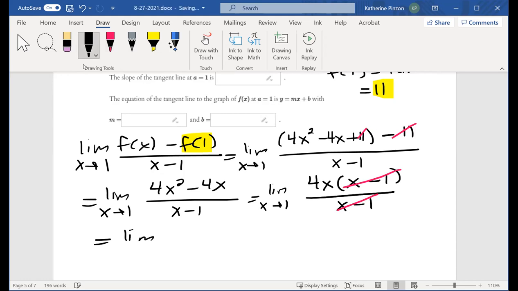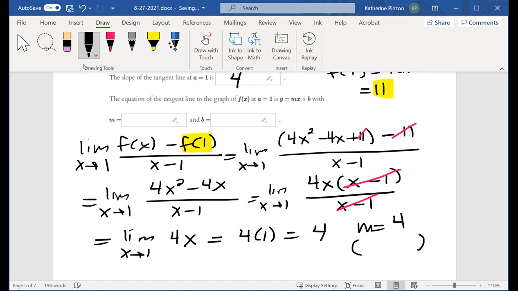It's the whole reason that I wrote limit every single time. Plug in 1 for x. Okay, so the slope is 4. Now I need to find the equation. I know that the slope is 4, and I know the point. Remember, the x value was 1, and the y value was this yellow thing that I computed, was 11.